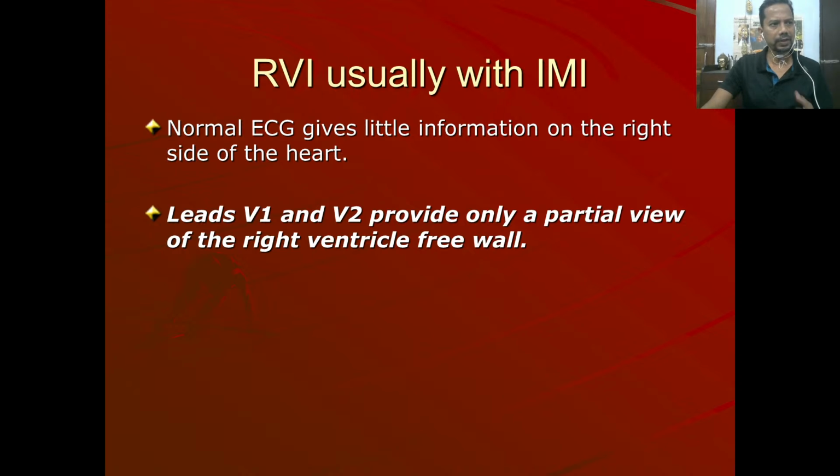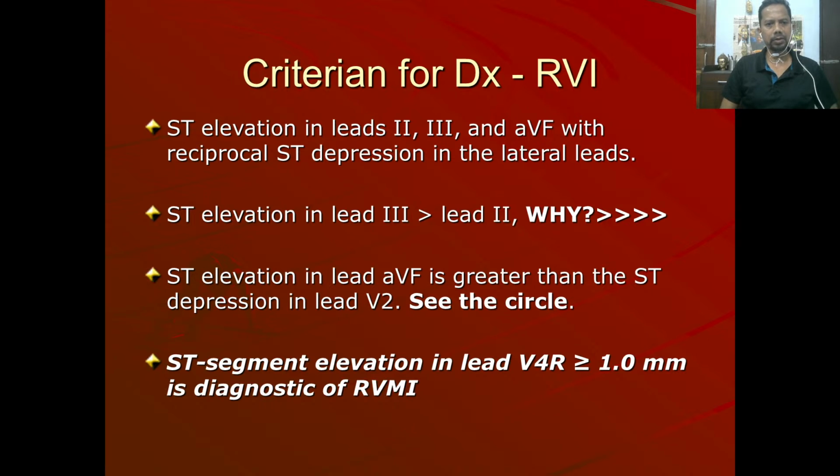So you won't see the whole of the changes of right ventricular infarction in V1, V2. For that you have to take V3R, V4R, V5R, and if there is ST elevation of more than 1 millimeter, one small square, in V4R, it is a very significant change, and it shows poor prognosis also. So what is the criteria for RV infarction? Lead 2, 3, AVF, there is ST depression in lateral leads, ST elevation in lead 3 more than in lead 2.